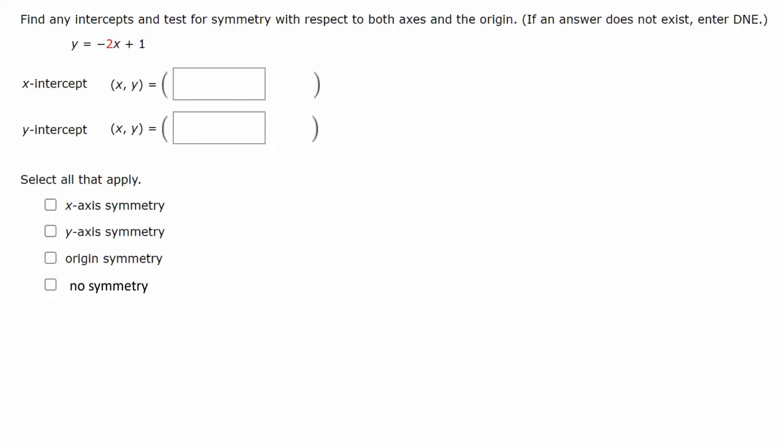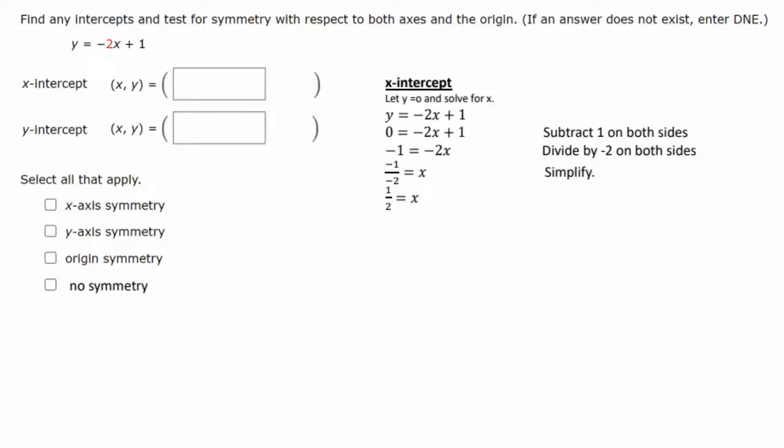So we are going to touch on a few topics, and let's start with this one. Find any intercepts and test for symmetry with respect to both axes and the origin. We have this equation, y is equal to minus 2x plus 1. The first thing we want to do is the intercepts. To find the x-intercepts, we set y equal to 0 and solve for x. So 0 is equal to minus 2x plus 1. Subtract 1 on both sides, divide by negative 2, and we find that our x-intercept is 1/2.